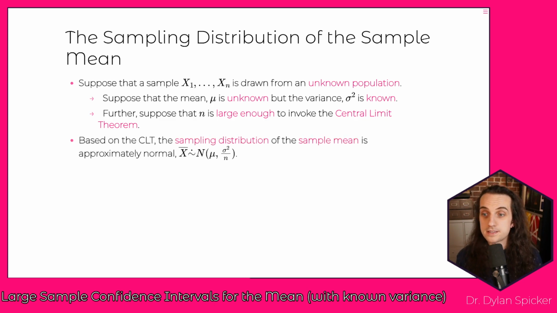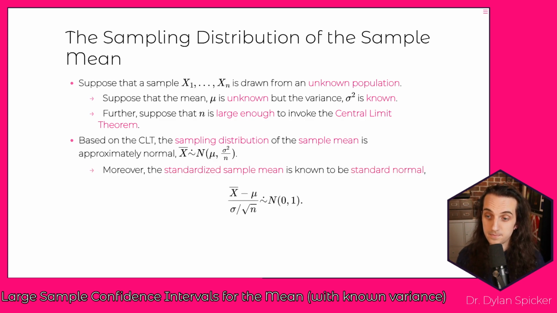Then based on the central limit theorem, the sampling distribution of the sample mean is going to be approximately normal. And so specifically, we're going to be able to say that x bar follows an approximately normal distribution with a mean of mu and a variance of sigma squared divided by n. This is just an invocation of the central limit theorem directly.